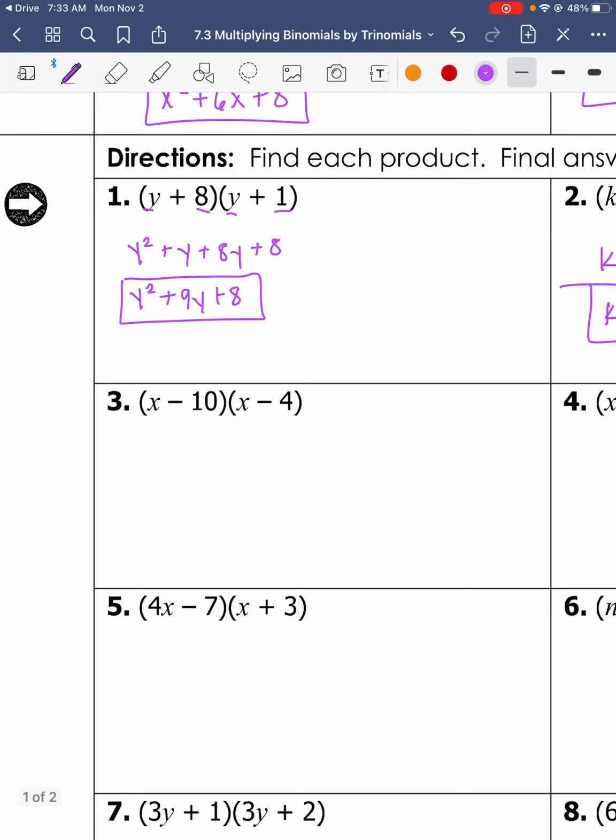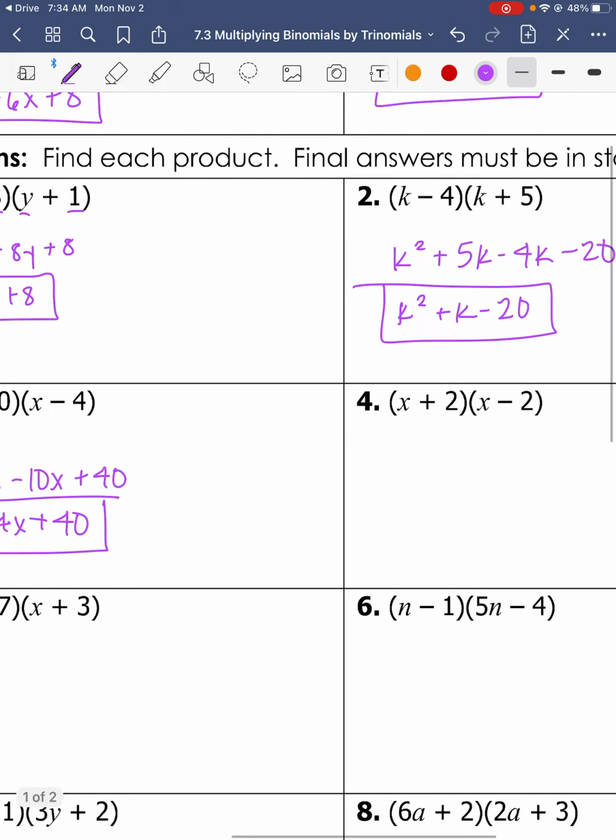Number 3, first two, x times x, x squared. Outer 2, x times -4, we get -4x. Inner 2, -10 times x is -10x, and then last two, -10 times -4 is positive 40. Combine the inner terms here, we have x squared minus 14x plus 40 as our final answer there.